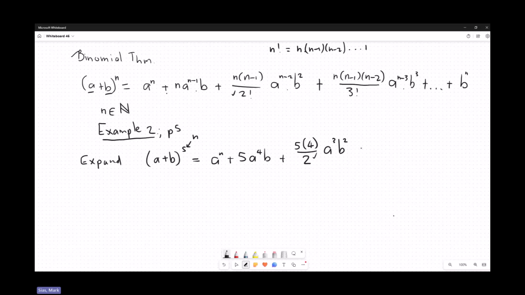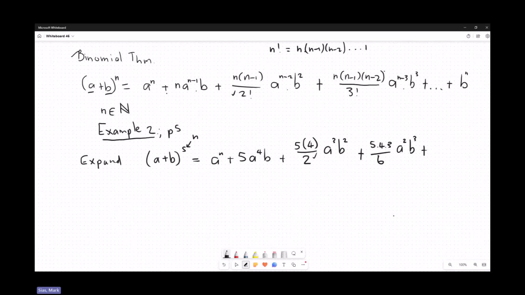And then my next one, it's 5 times 4 times 3. 3 factorial is just 3 times 2 times 1, which is equal to 6. And then my a is there, so it's a squared, and b cubed, plus. Now we go on, okay?